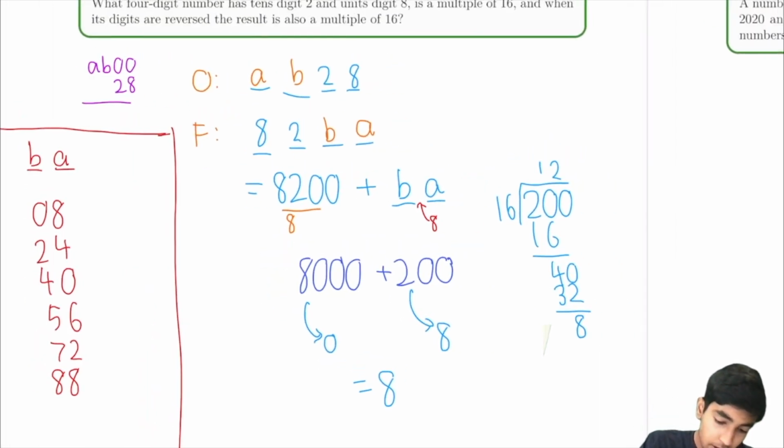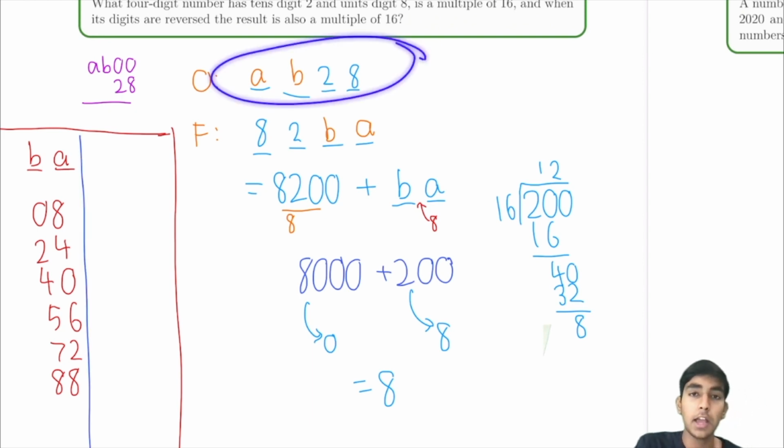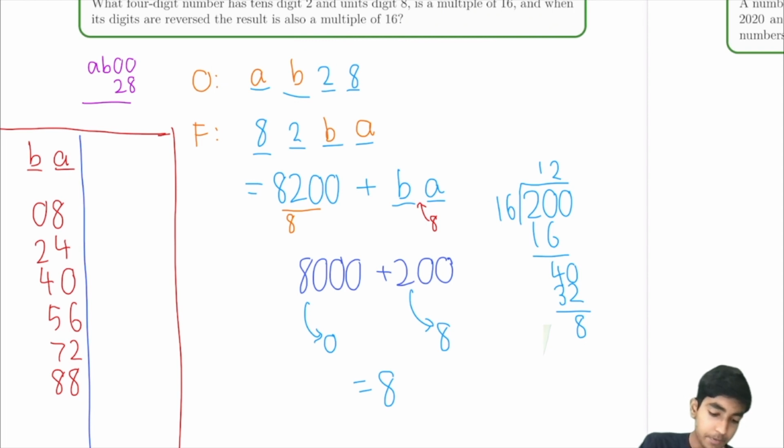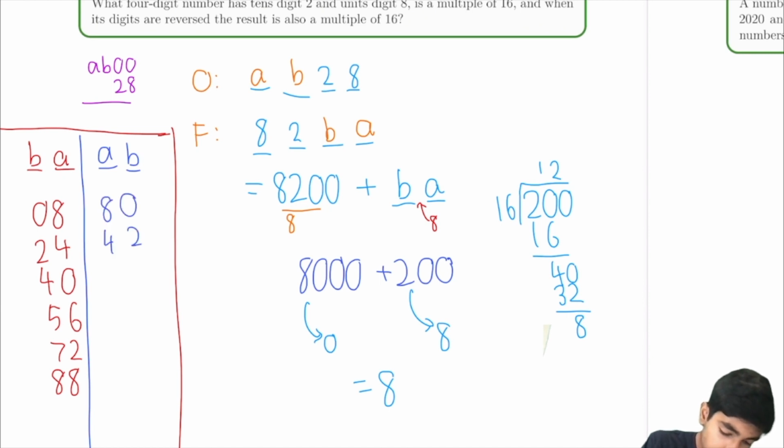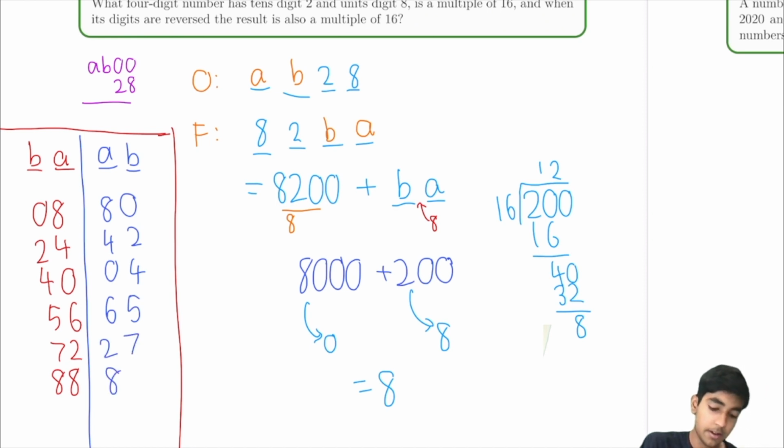And okay, so now for which one of these possibilities is this number also going to be a multiple of 16? Let's write that here. So these are the corresponding flipped digits A, B. Again, it's a 2-digit number, not A times B. So we've got 80, 42, 04, 65, 27, and 88.